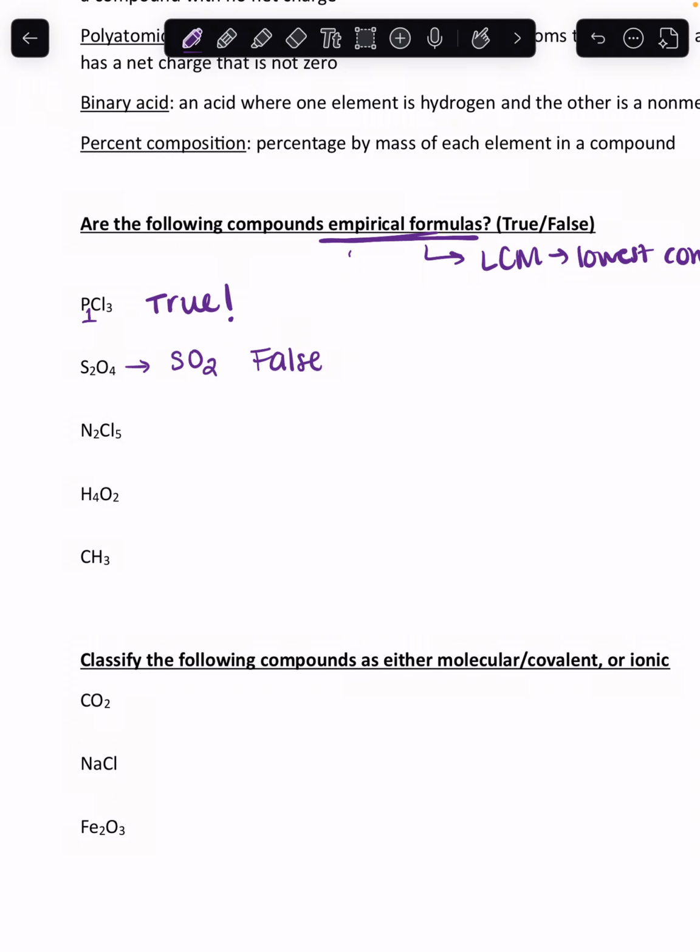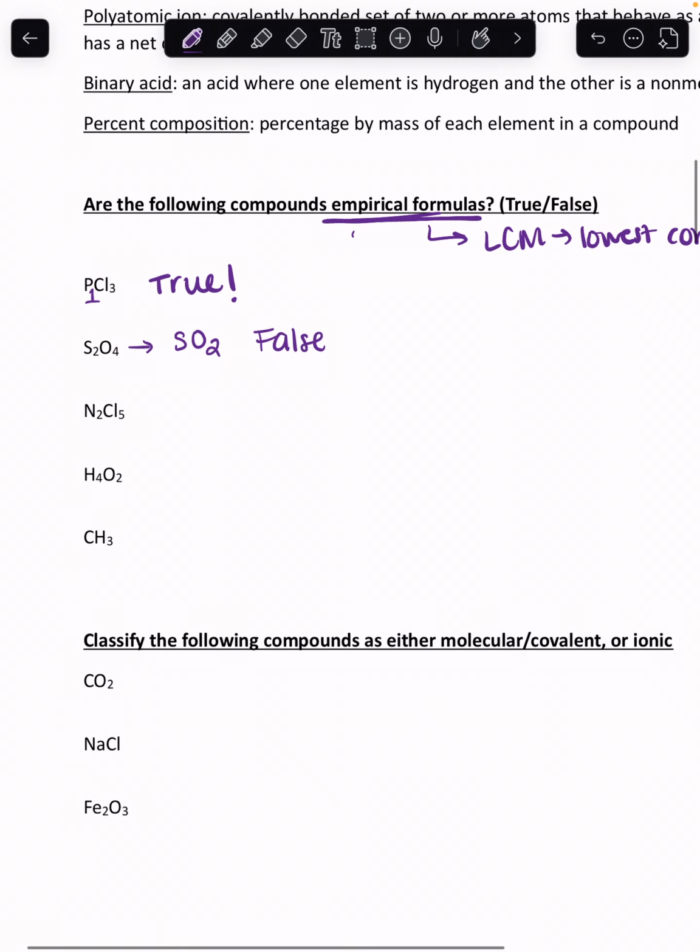Moving on to the next one, N2Cl5. 2 and 5 are not divisible by each other. They do not have a common multiple. So there is really no way to further reduce these subscripts. So in this case, the statement would be true. Empirical formula.